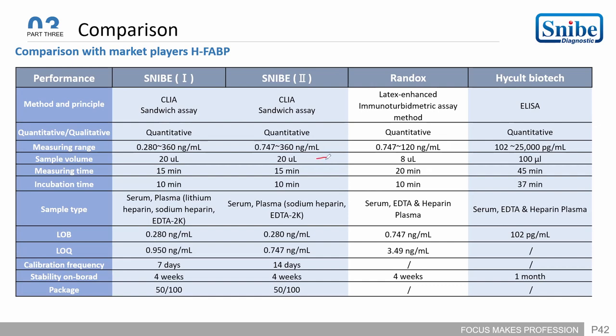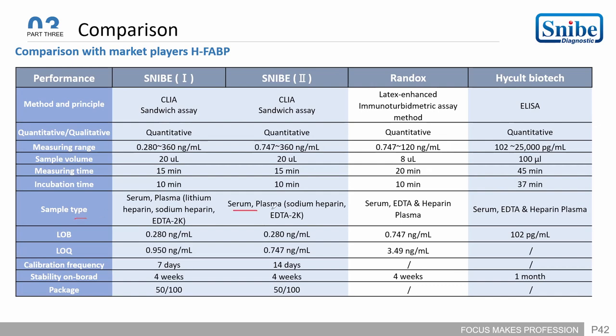If we talk about the sample volume, we have a reasonably good sample volume in both generations of the HFABP assay. We have just an automatic 15-minute assay time, while the Randox has 20 minutes and the ELISA technique takes 45 minutes. The incubation time is just 10 minutes. The Randox is also 10 minutes, but the Biotech's incubation time is 37 minutes.